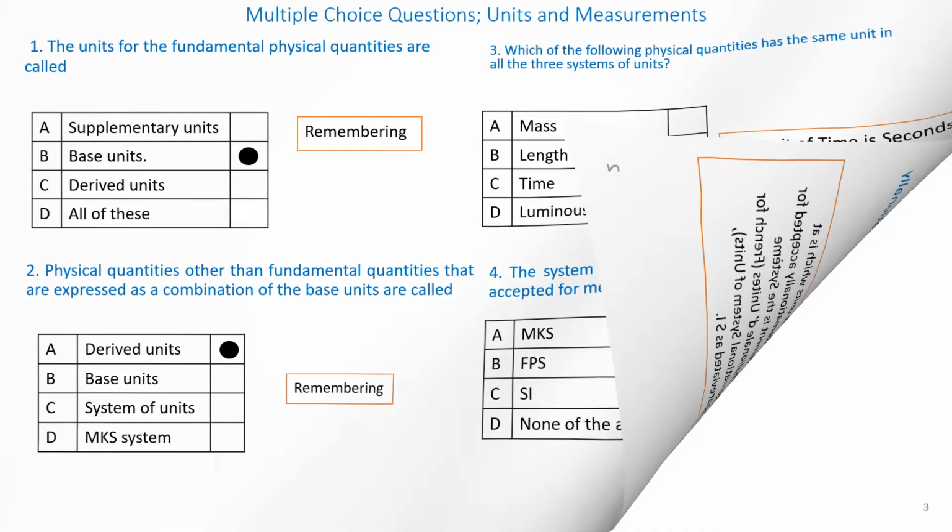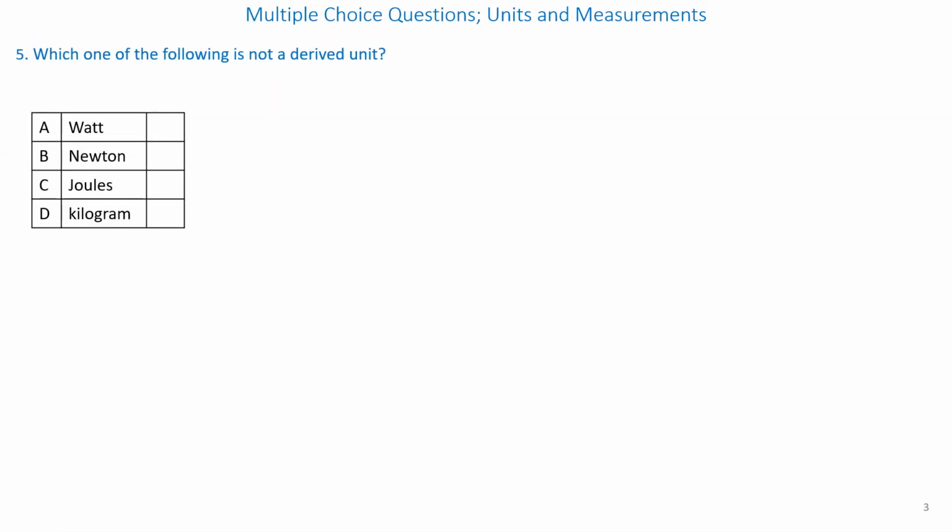Next question is question number 5. Which one of the following is not a derived unit? So watt, option A is watt, option B is Newton, option C is joule, and option D is kilogram.